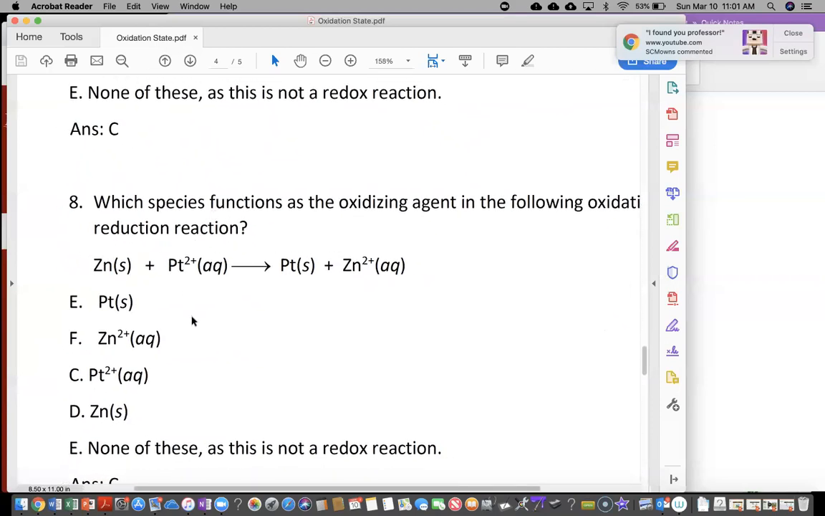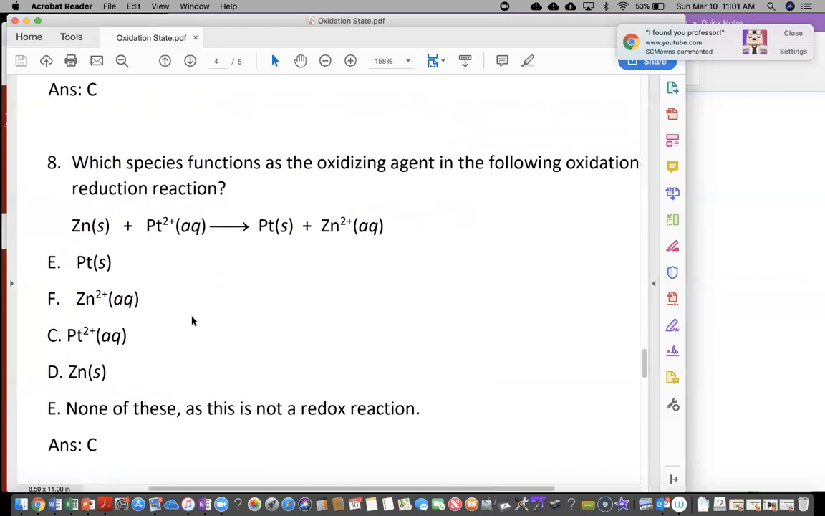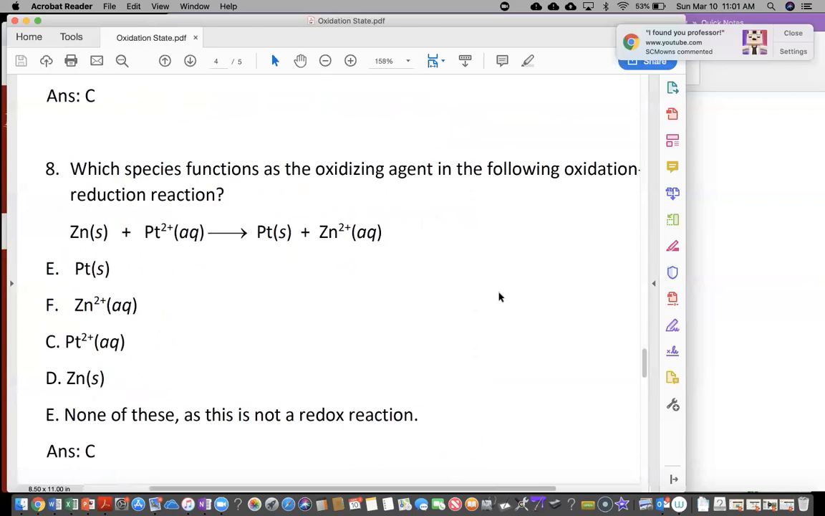So look at the next question as well. It's the same reaction. I've got to edit these options. They're all messed up. So which species is the oxidizing agent? Can you tell me now? We just did that. It'll be C, this Pt2+, because it got reduced. We just saw that in the last question. Pt2+ got reduced, so it is an oxidizing agent.